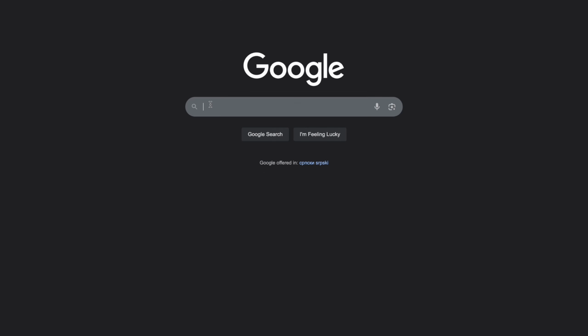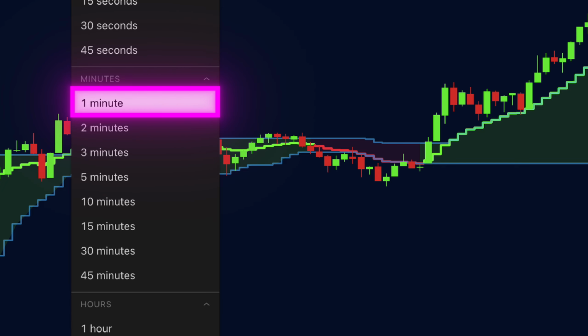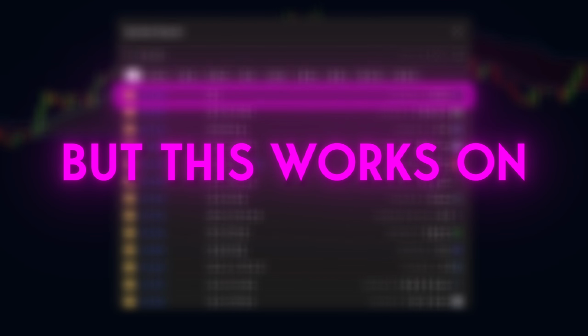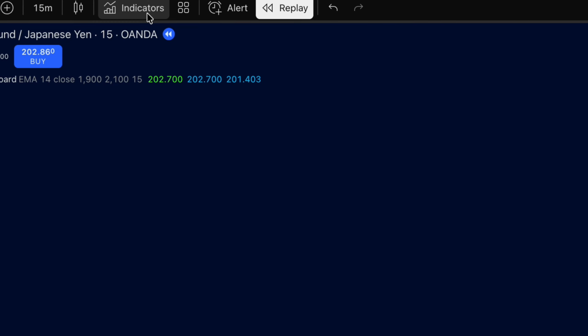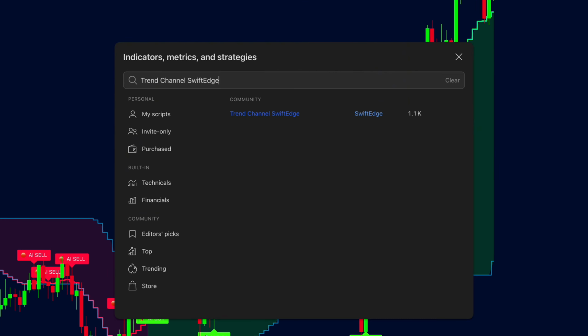Let's get into it. To add this indicator to your chart, head over to TradingView and pull up any market you want. I'm using the 1-minute time frame on XAUUSD, but this works on any market, any time frame. Click on Indicators and type in Trend Channel Swift Edge. You'll see it in the list.